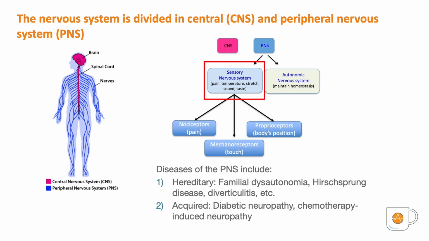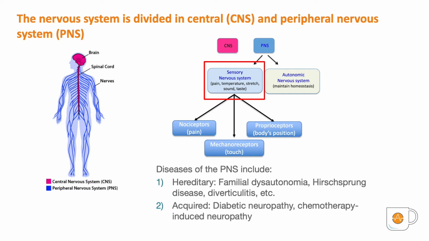We are interested in studying the peripheral nervous system, which comprises all the nerves outside the brain and the spinal cord. They transmit stimuli from the environment to the central nervous system. The peripheral nervous system is divided into sensory and autonomic nervous system. There are three main subtypes of neurons within the sensory nervous system: the nociceptors, which detect pain, the mechanoreceptors, which detect touch, and the proprioceptors, which detect the body's position.